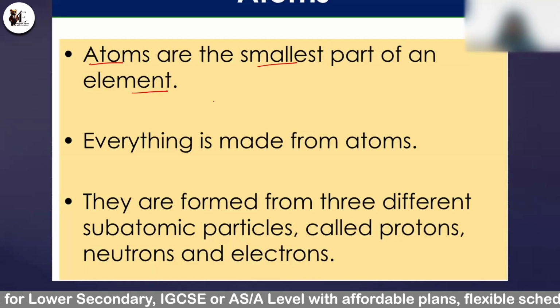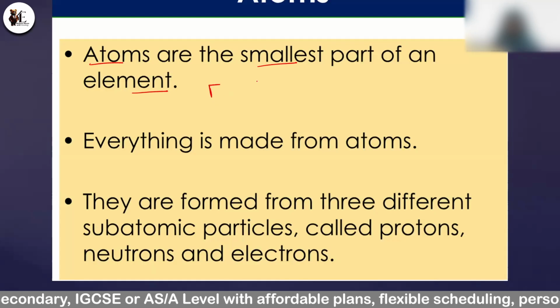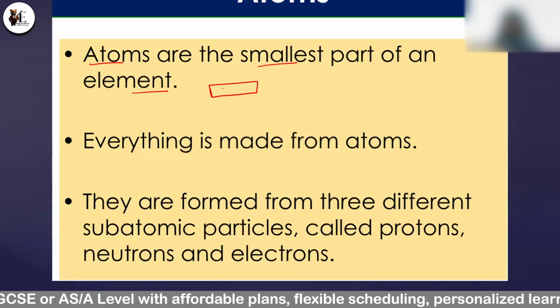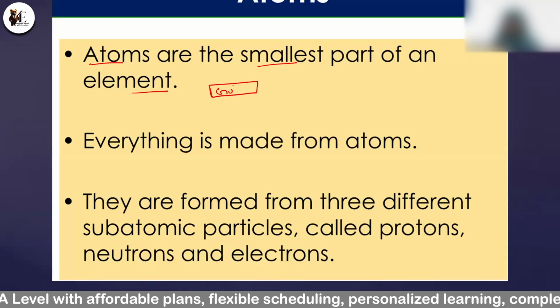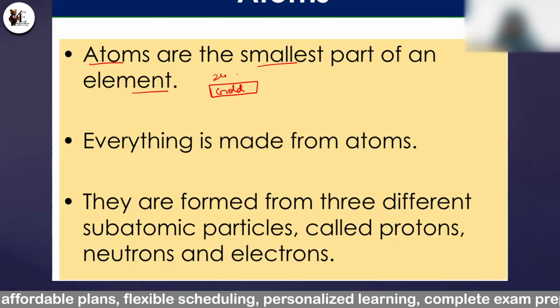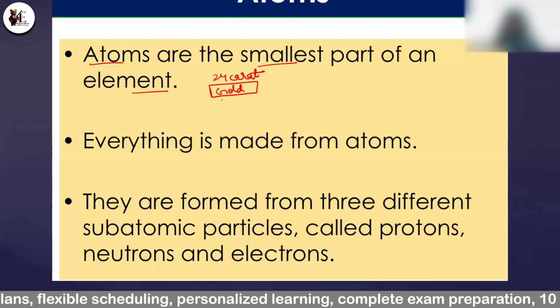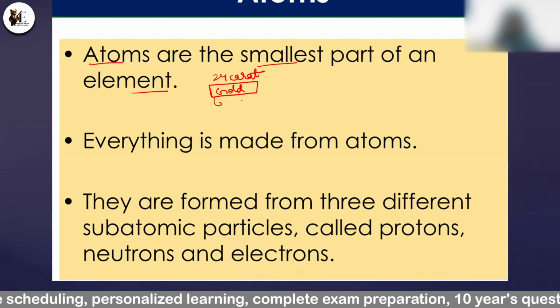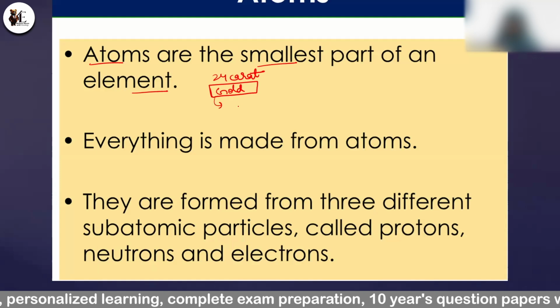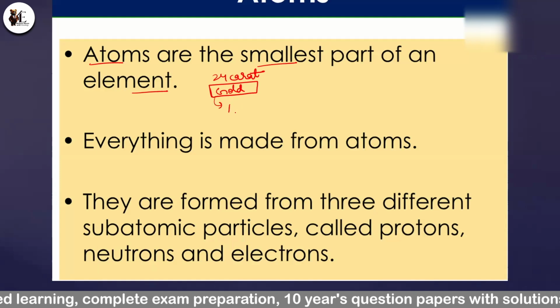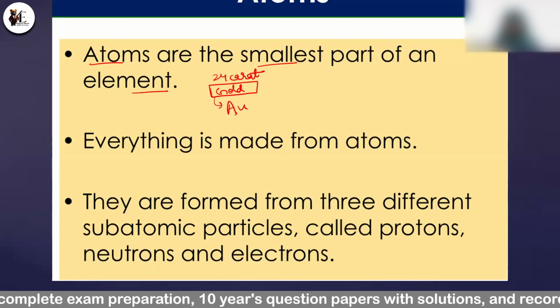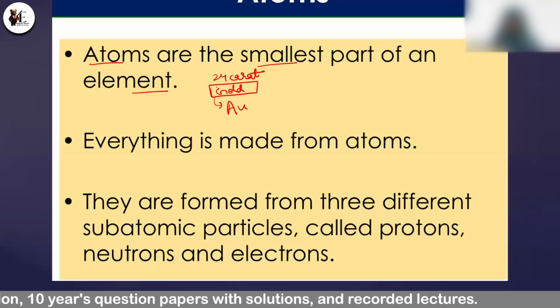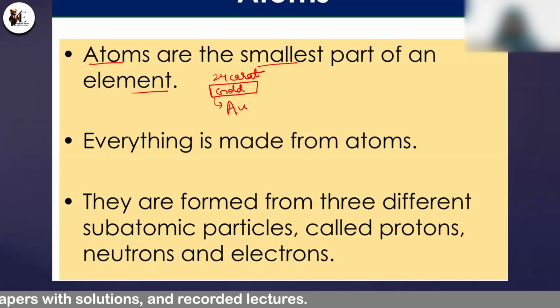For example, if we have a 24-carat piece of gold, if we can imagine something, then we can imagine anything. Do you know the chemical symbol of gold? No. It is Au, capital A and small u. So the chemical symbol of gold is Au. If I have a gold piece of 24 carat, it is made up of atoms. As I told you, atoms are the smallest part of an element.